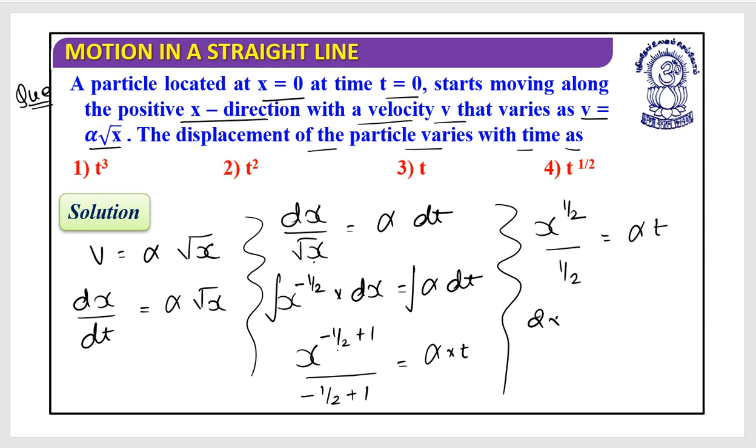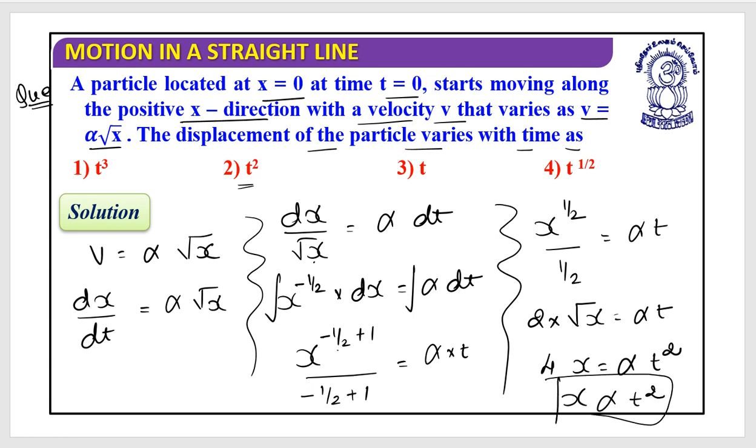So this is 2 x to the power half, that is 2√x = α t. If I square this, it's 4x = α t². If I require only the displacement in terms of time, I can write x is directly proportional to t², and this would be the answer. I hope these things are clear to you. Do you have the same answer? Ready for the next question?